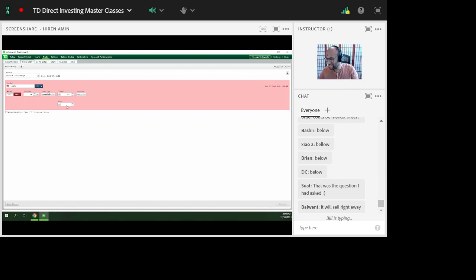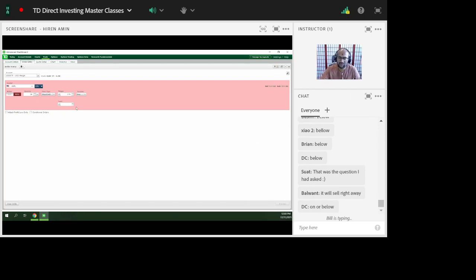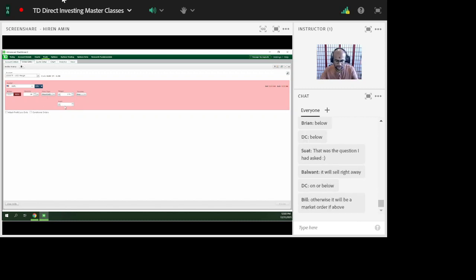So here's the answer. This is a trick question for all of you folks. This limit price is independent from the trigger price, okay? When you're doing a stop limit, you can put it higher, 180. You can put it lower, of course. We know we can put it lower, 173. There is no rule.